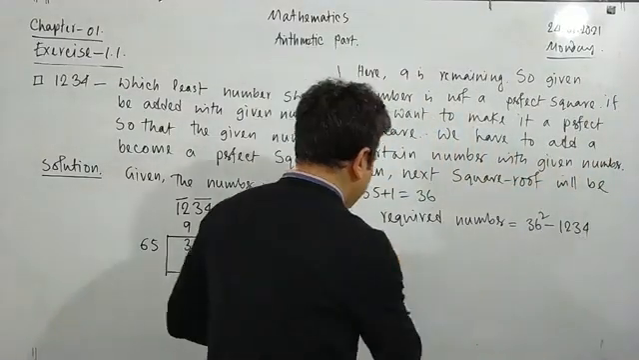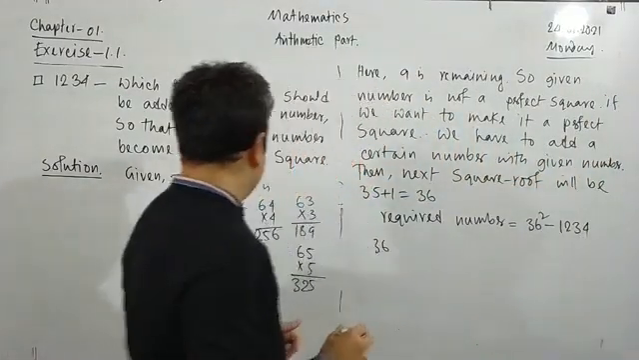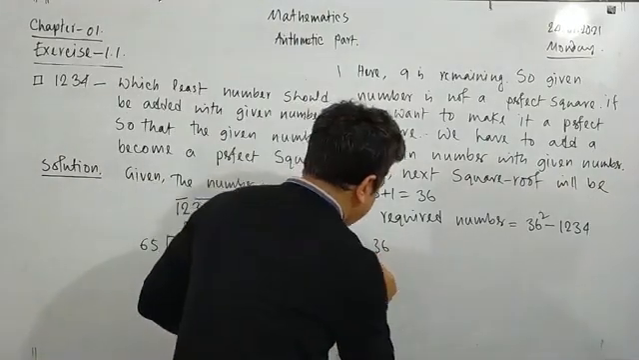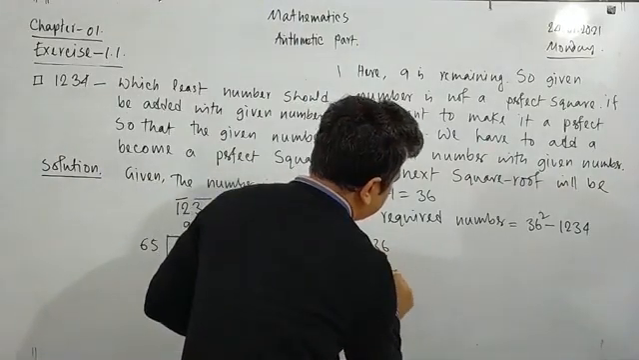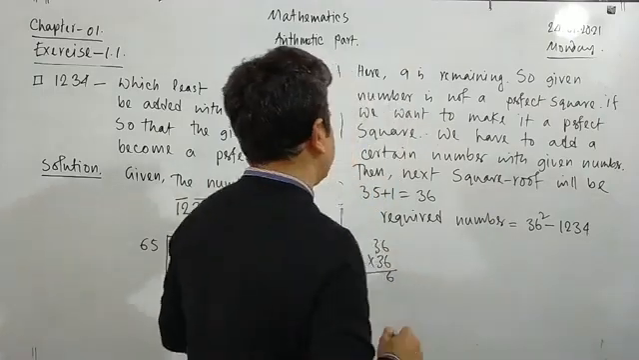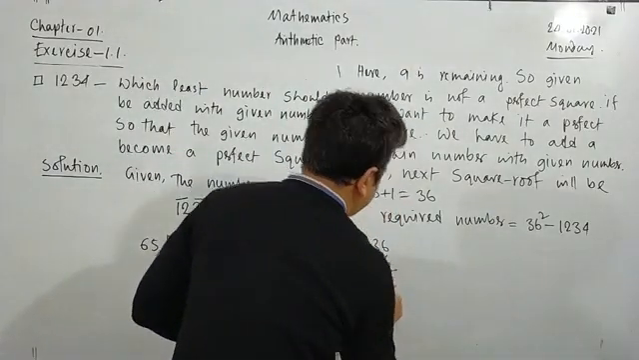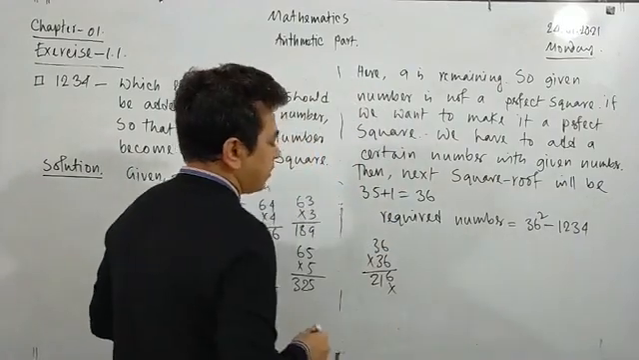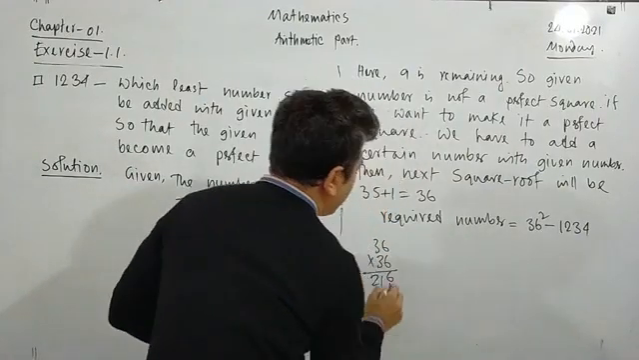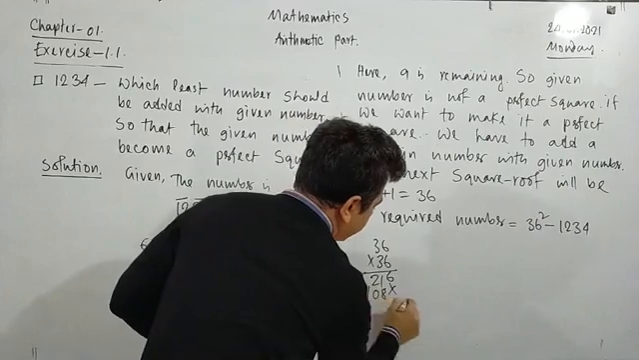So 36 into 36, what is it? 6 times 6 is 36, we have 3; 3 into 6 is 18, and 3 is 21. 3 into 6 is 18, we have 1; 9 and 1 is 10.